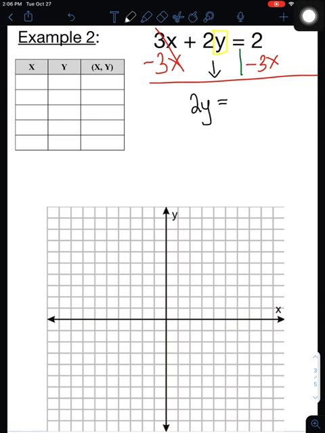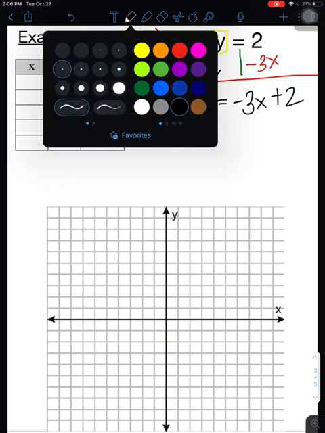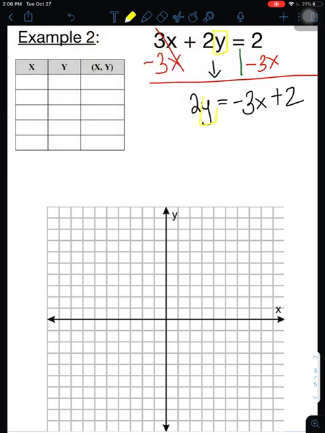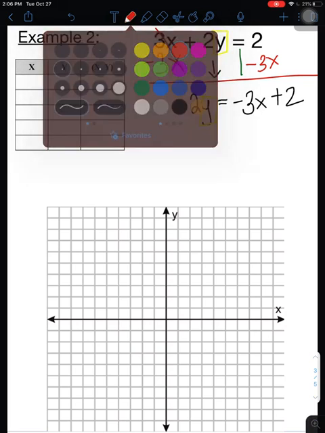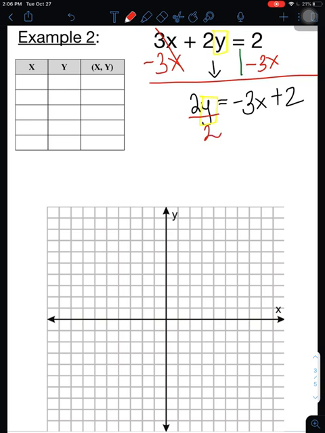And we can't take 3x from 2, so we're just going to say negative 3x plus 2, since this is a positive 2. All right. Again, my goal is to get the y all by itself. So now I am going to divide by 2.